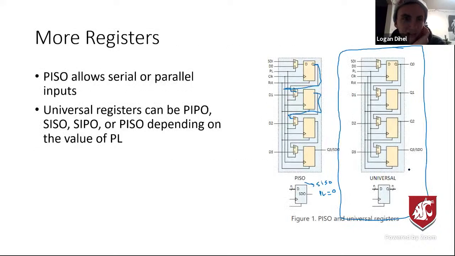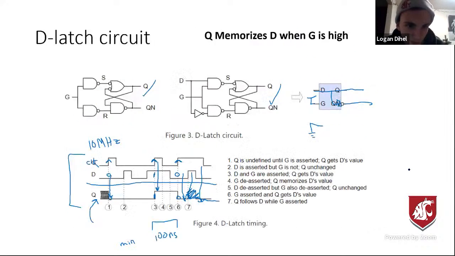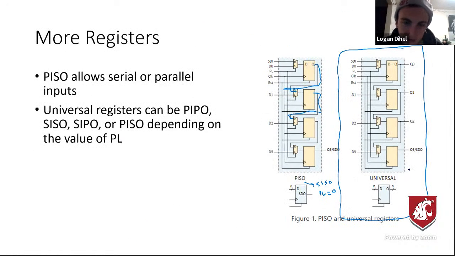So any questions on that? So this is all kind of D flip-flops, memory cells, and registers. Any questions over that stuff?